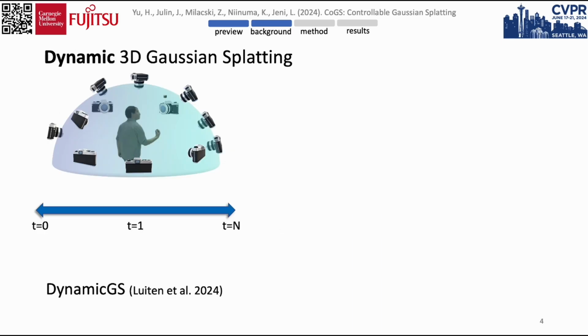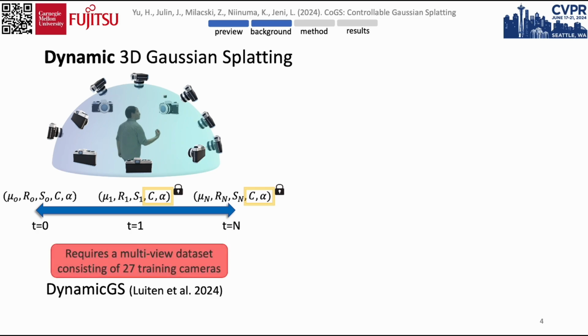Recently, this work has been extended to the dynamic domain. One such method optimizes all parameters for the first time step, essentially performing static reconstruction. Then, for subsequent time steps, all parameters except the color and opacity are incrementally optimized. This approach, combined with numerous loss functions to further constrain the scene, allows for accurate reconstructions and smooth movements over time. Despite its impressive performance, it requires a multi-view dataset consisting of 27 training cameras.